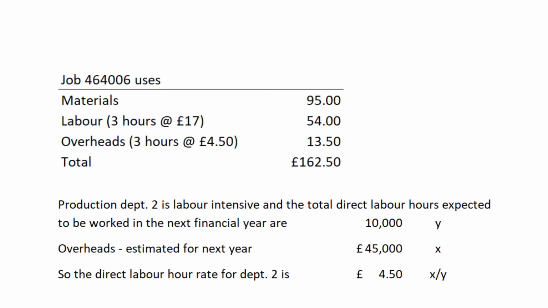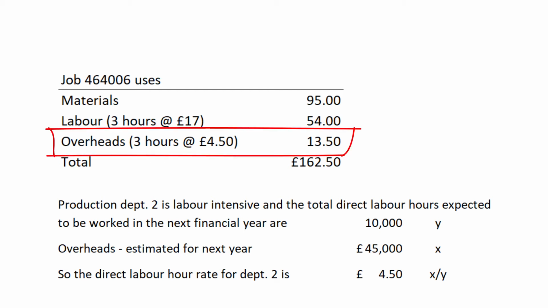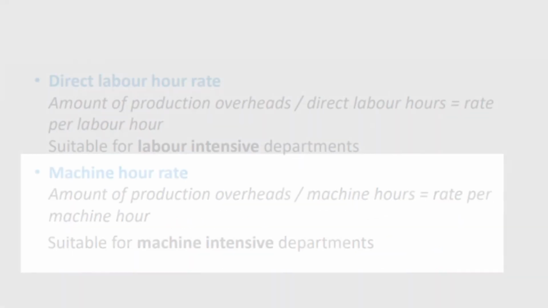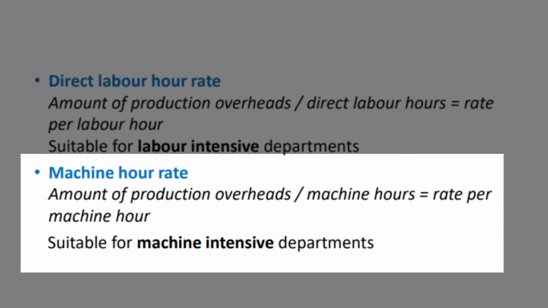So if an actual job subsequently takes 3 hours work in that department, the extra charge to cover the overheads will be 3 times £4.50, which is £13.50. You'll find this method used in many garages when you put your car in for repair or servicing. The second way is to work out a charge per machine hour. It's similar to the direct labour hour rate, but uses machine hours.